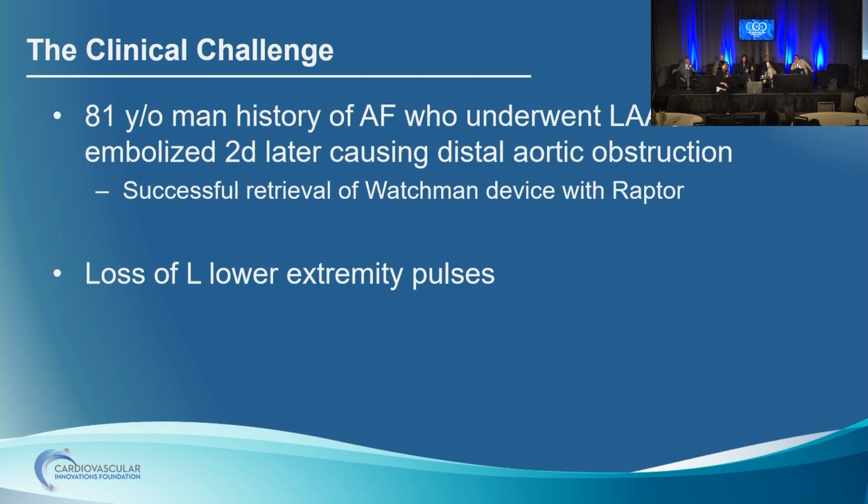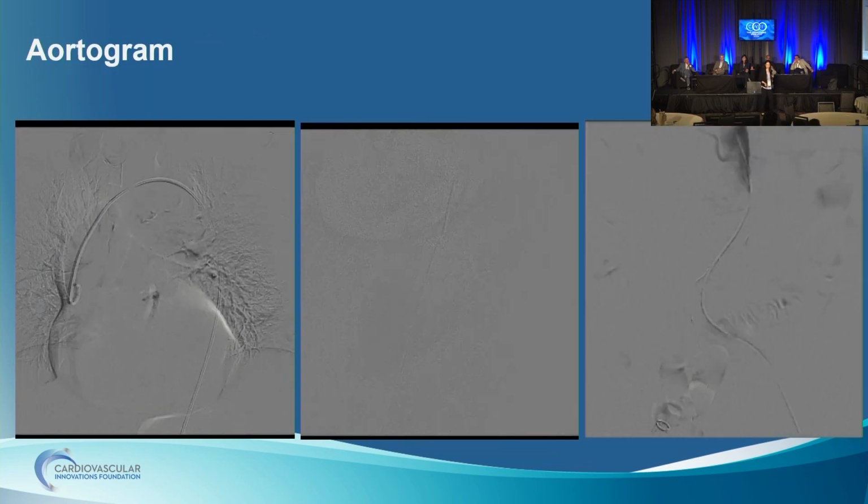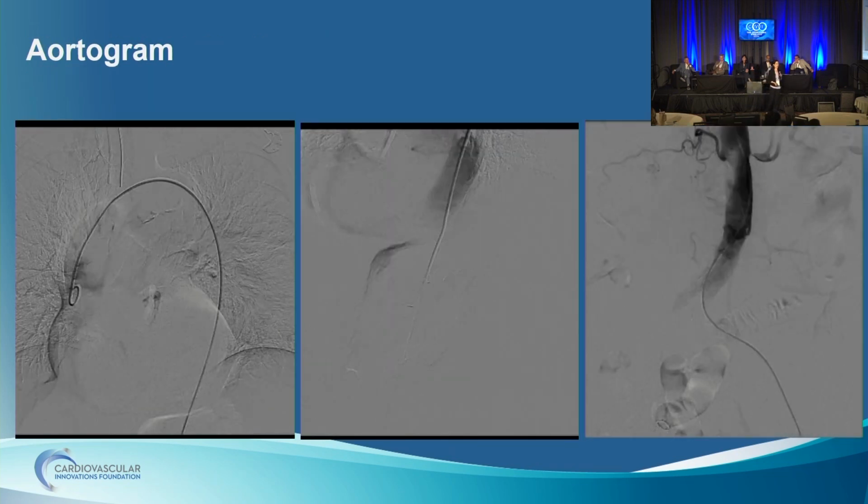We thought we were done. We retrieved the device, but we had checked the lower pulses, which were good when we had changed the orientation of the device. Now that we've retrieved the device, we checked the pulses distally, and we've lost the pulses on the left lower extremity. So now we have to investigate what is going on.